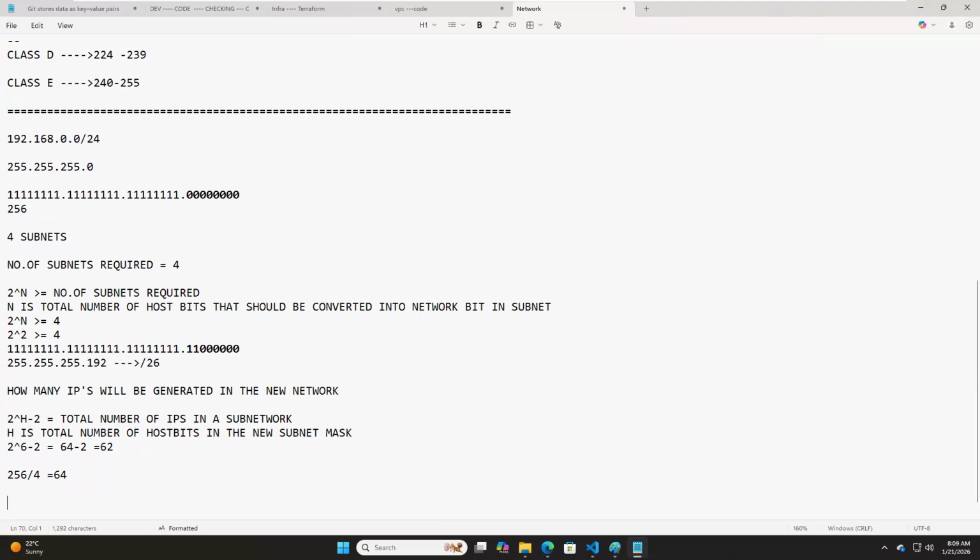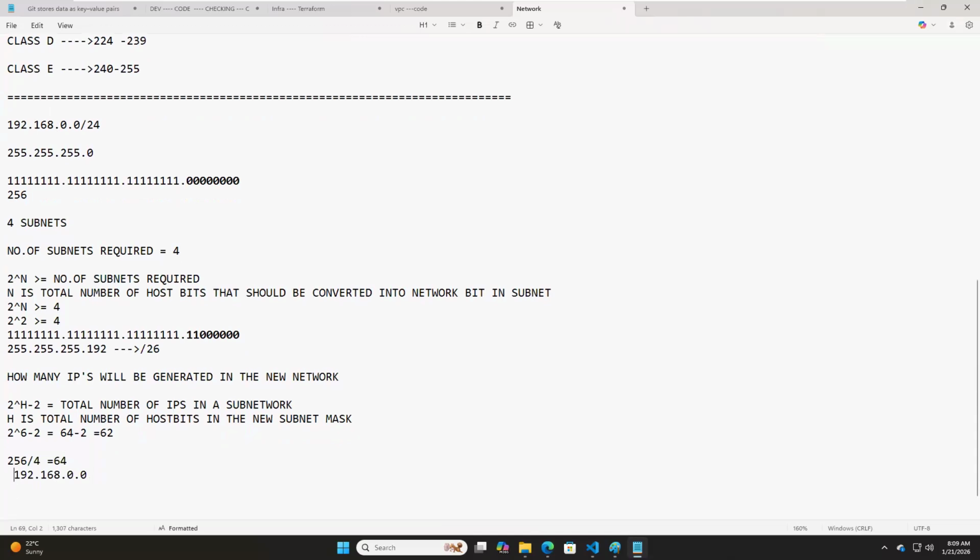So now what you will do here is, what is this? This is the network ID of the big network. So you take the network ID 192.168.0.0, and then what you have to do here is simply, in the octet where you are having ones and zeros, so in the fourth octet, I need to add the 64. Simply add: 192.168.0.64. This is the second network.